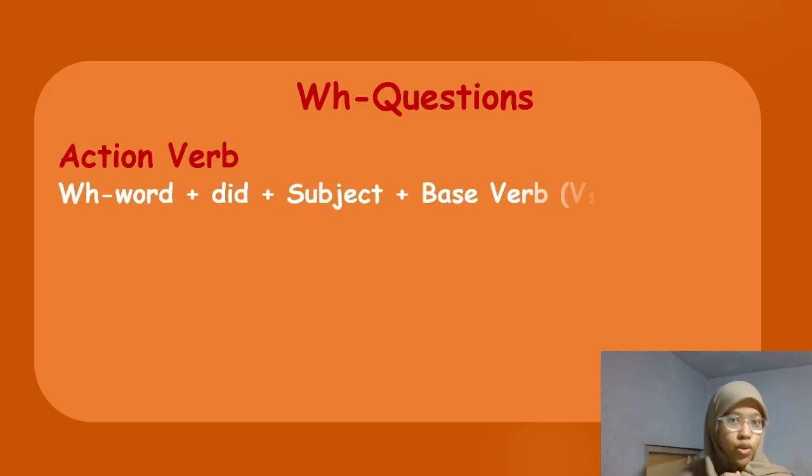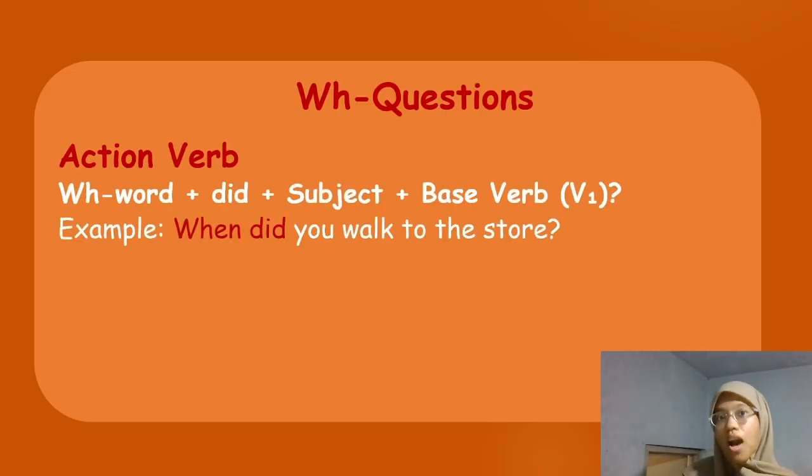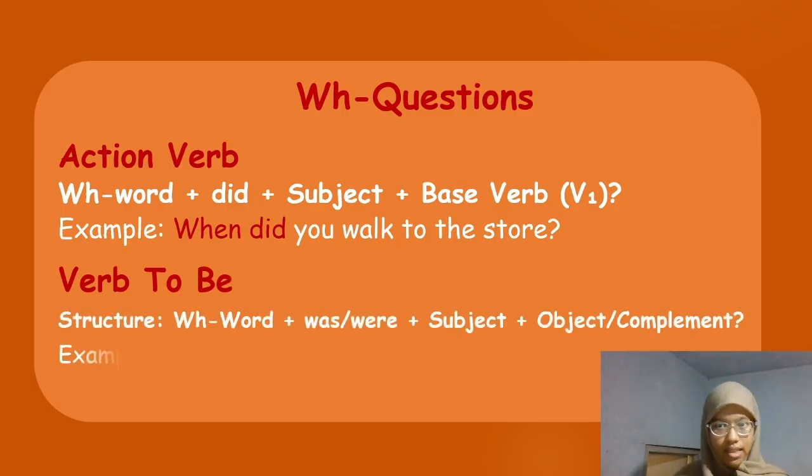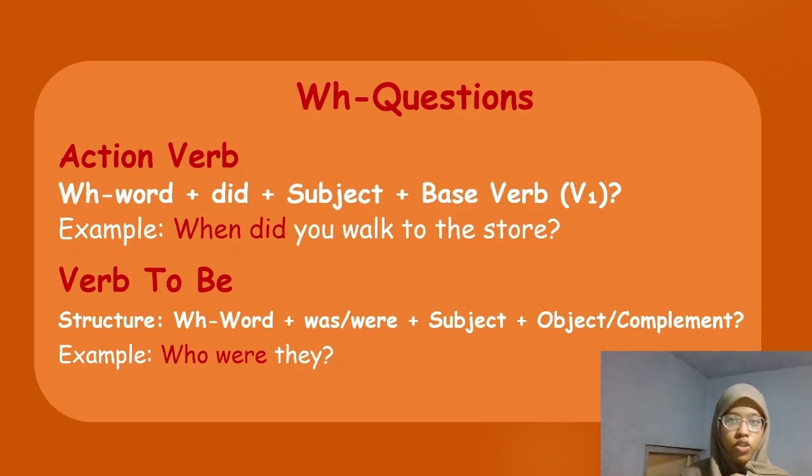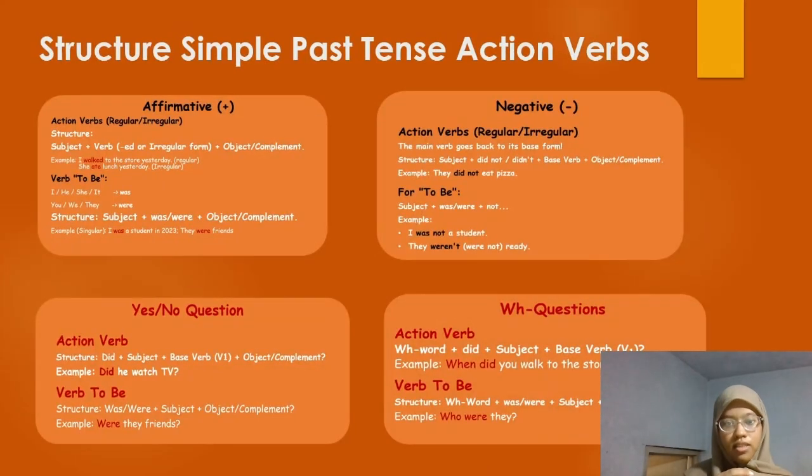Next, let's move on to the double H question, using who, what, where, when, why, how. For the action verb, the structure is double H word plus did, plus subject, plus base verb, or verb 1. For example, when did you walk to the store? For the to be verb, the structure is double H word plus was or were plus subject. For example, who were they? So don't forget to add the question mark for question sentences.